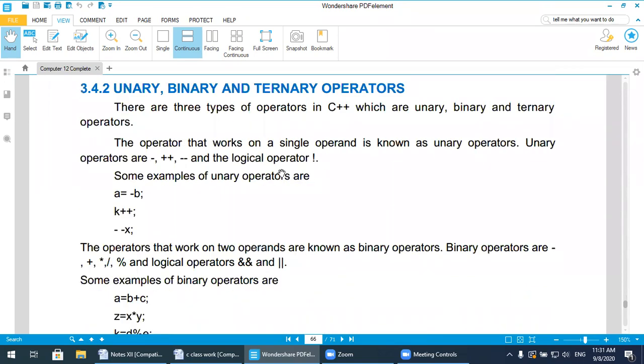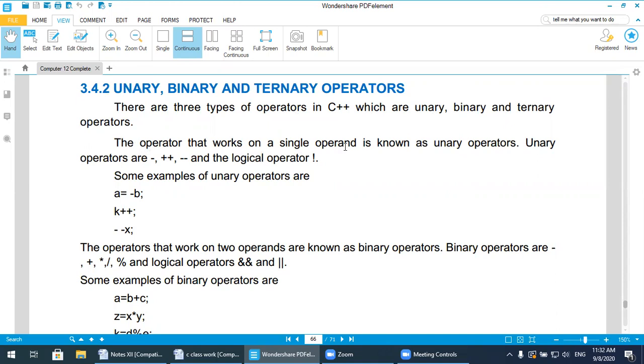Today, how can we recognize this is a unary operator? There are different kinds of operators used in C or C++. How can we recognize this one is a unary operator, this one is a binary operator, and this one is a ternary operator? So the simple definition: there are three types of operators used in C++, unary, binary, and ternary operator. The operator that works on a single operand.